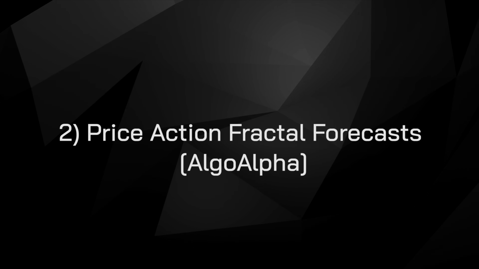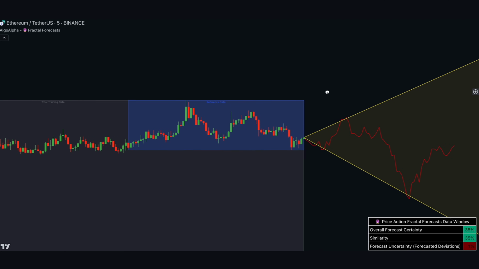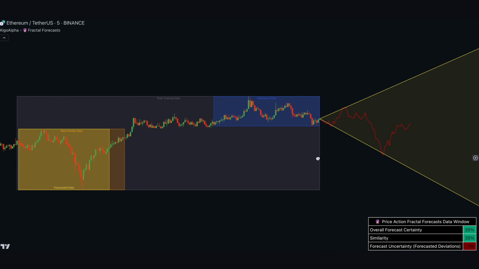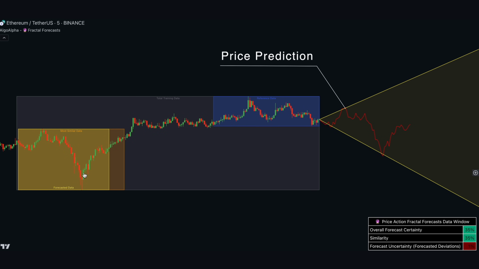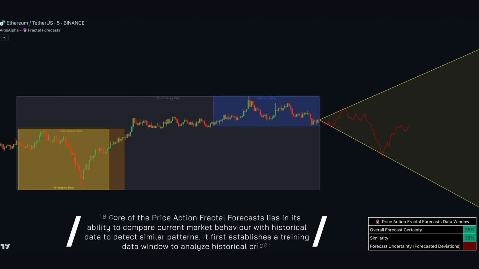The second spot in our ranking goes to the Price Action Fractal Forecasts by Algo Alpha. Check out how futuristic this indicator looks. This innovative tool utilizes the mesmerizing complexity of fractals to predict future price movements, offering you a unique edge in the market. By analyzing historical price action and identifying repeating patterns, this tool forecasts future price trends, providing visually engaging and actionable insights. The core of the Price Action Fractal Forecasts lies in its ability to compare current market behavior with historical data to detect similar patterns.